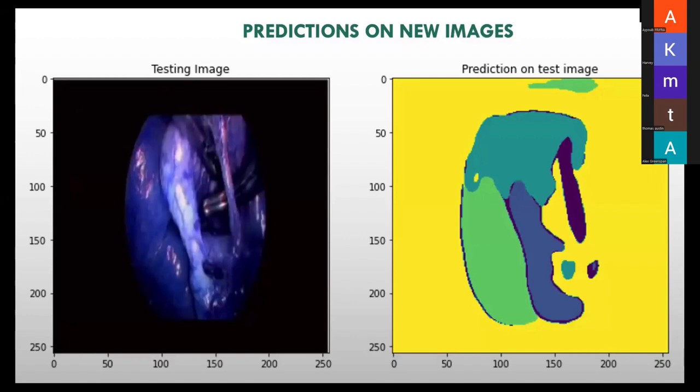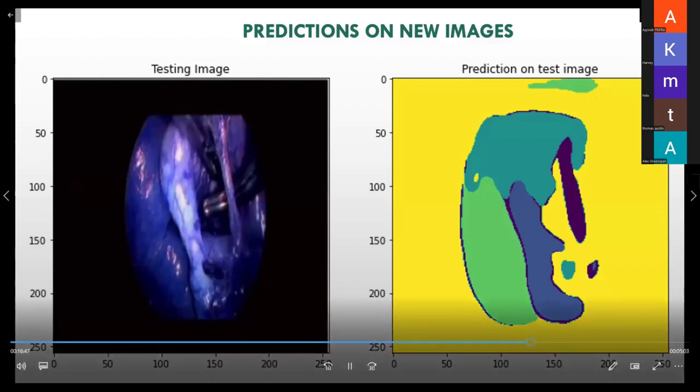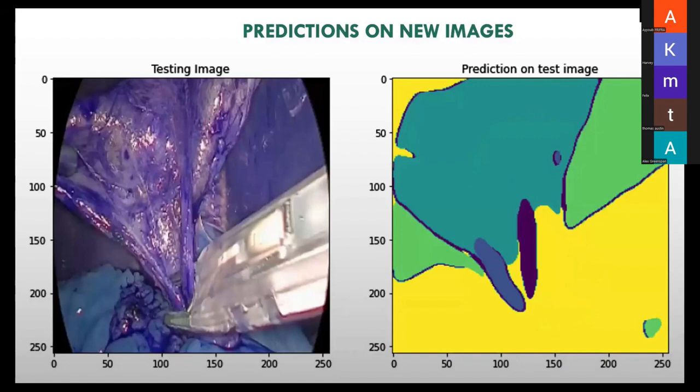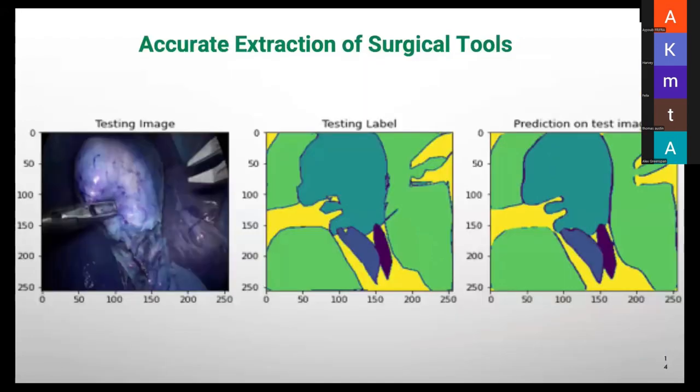Let's look at these examples. Here we have new cases. As you see, all the parts are segmented precisely. We have the gallbladder, the liver, the cystic duct and cystic artery, and even the tool, which is cut here, as you see, as background image. Also, this is another image with new shapes for the system. Here we got accurate extraction of surgical tools. As you see, this yellow area is segmented as background.